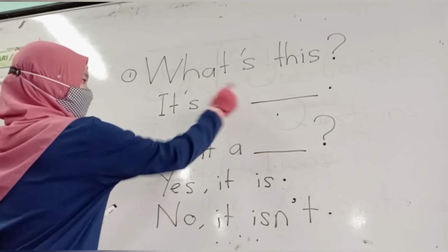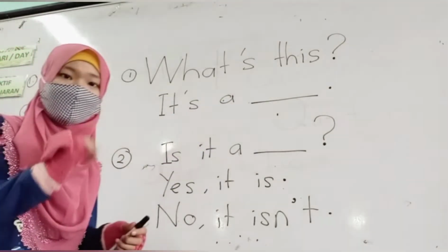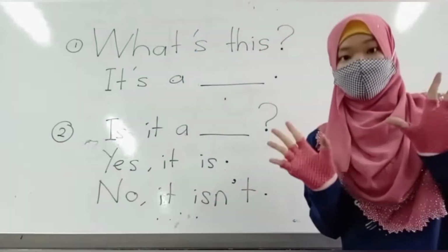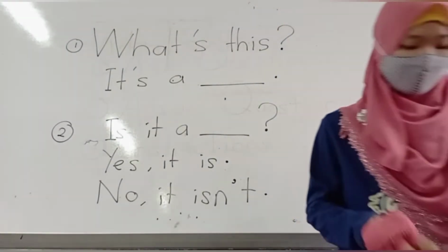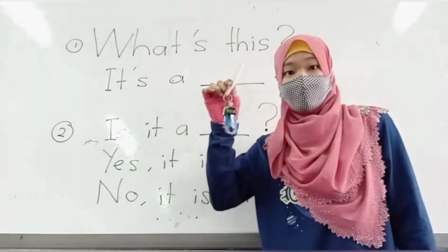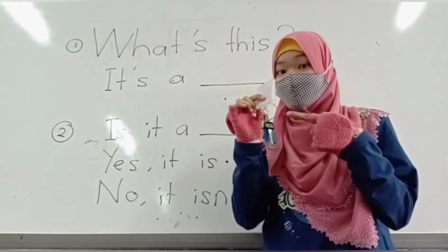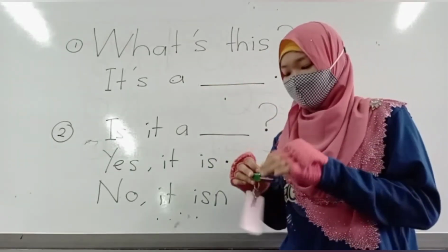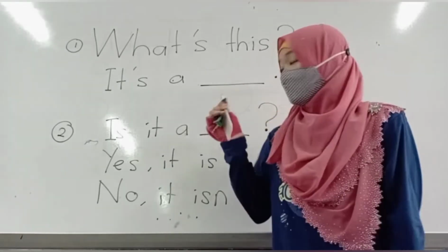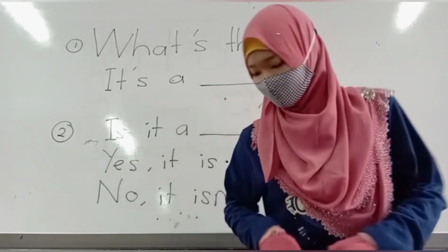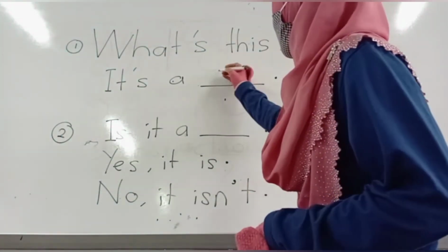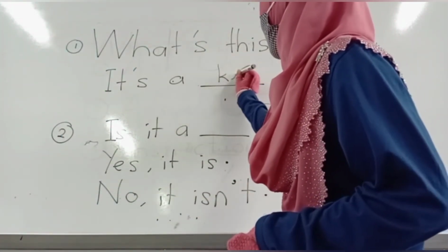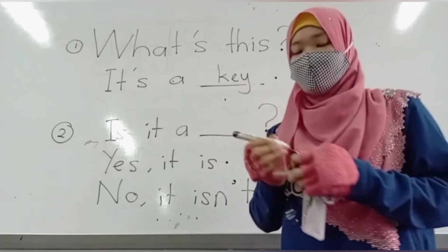Let's see other examples of this. All right. The first example. Can you see? It's a key. So what's this? It's a key. K-E-Y. Key.